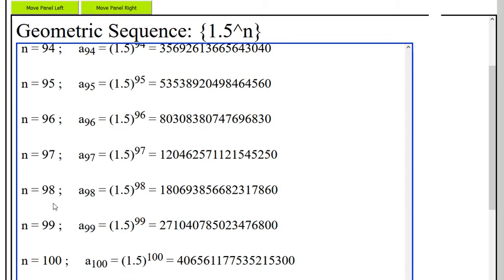And as we can see here, when n is 100, the term a sub 100 is a very, very large number. And so as n gets larger and larger, or as n approaches infinity, the sequence will approach infinity also.